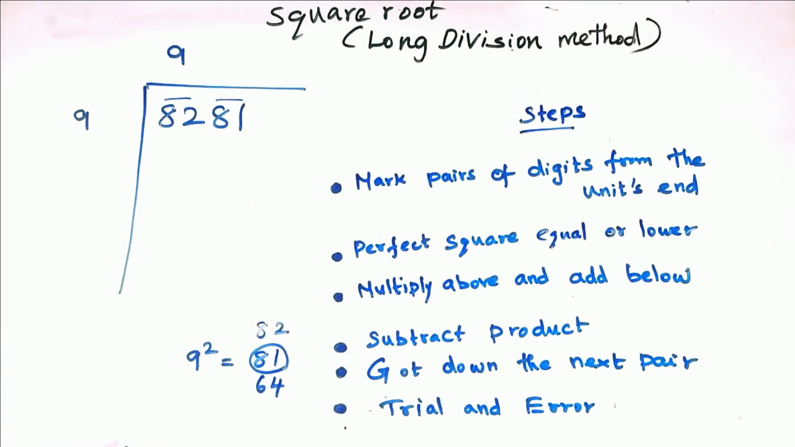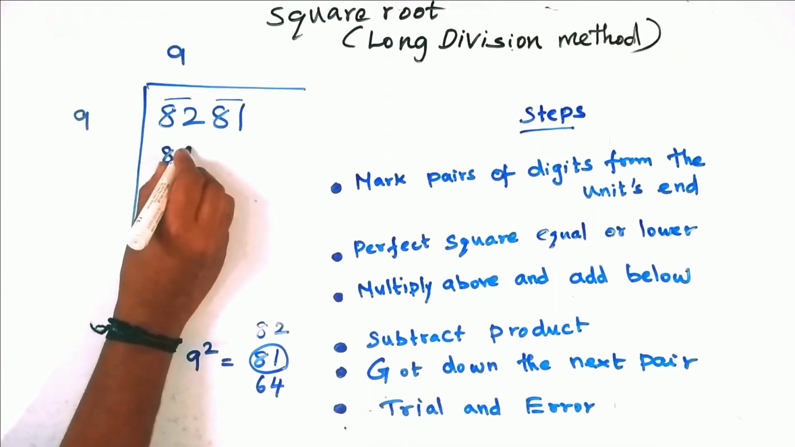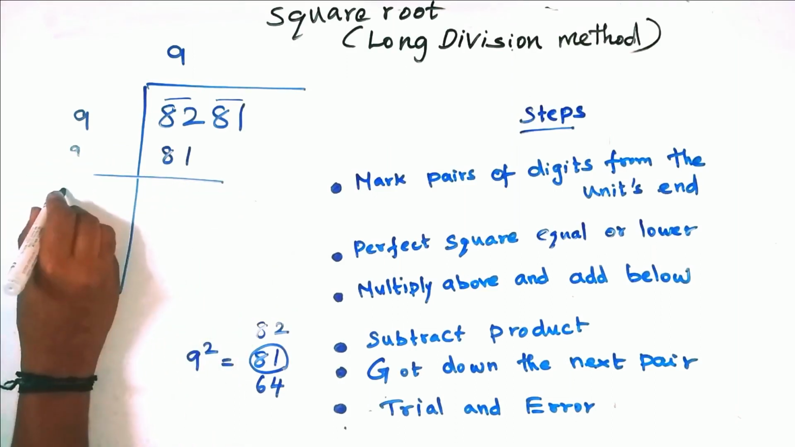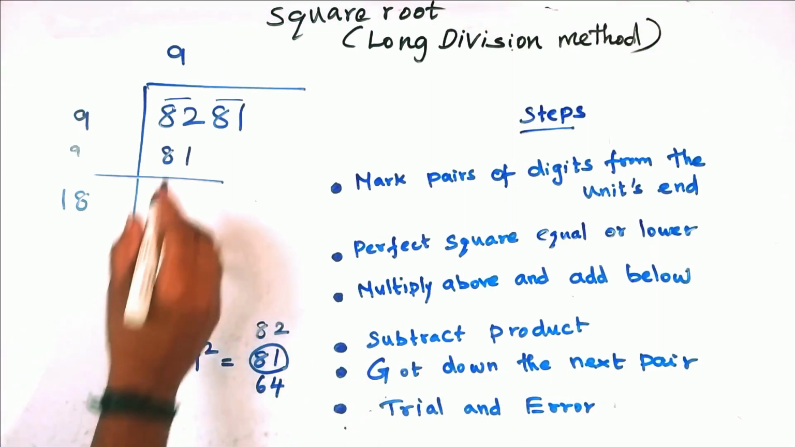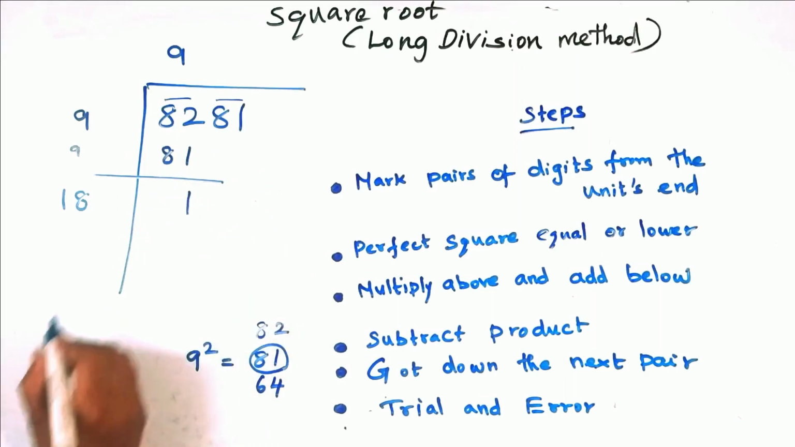The next step is multiply above and add below. We have to multiply 9 into 9, which is 81, and 9 plus 9 is 18. The next step is subtract the product. We have to subtract 81 from 82, and we get 1.